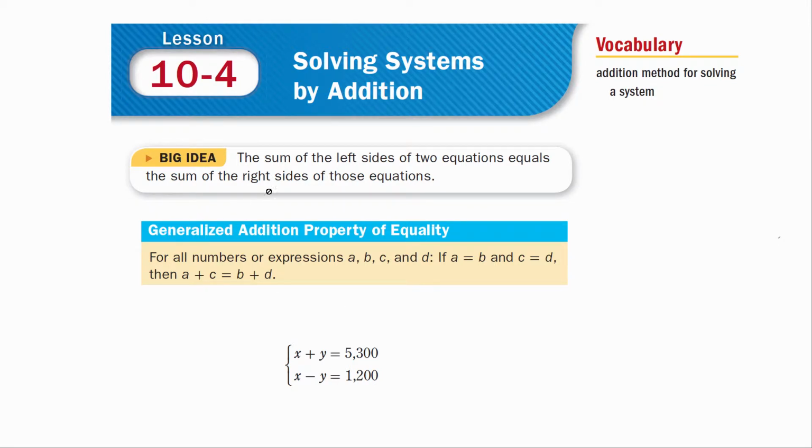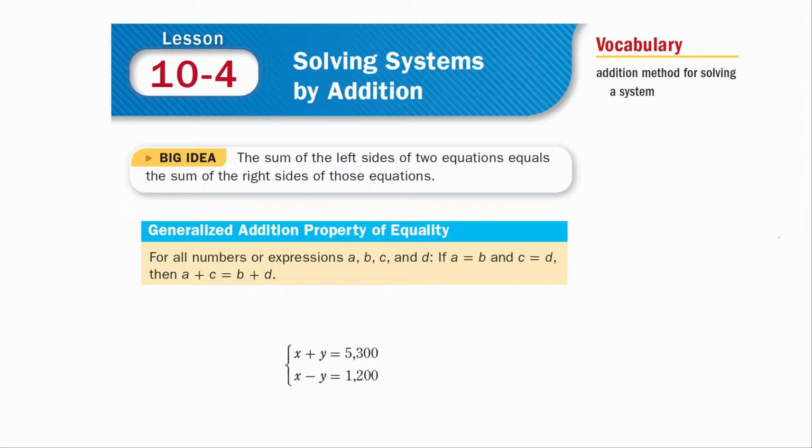And the idea here is, if the sum of the left sides of two equations equals the sum of the right sides of those equations, then using the generalized addition property of equality, for all numbers or expressions a, b, c, and d, if a equals b and c equals d, then a plus c equals b plus d. Well, what does this mean for a system of equations? Let's look at what they were talking about.